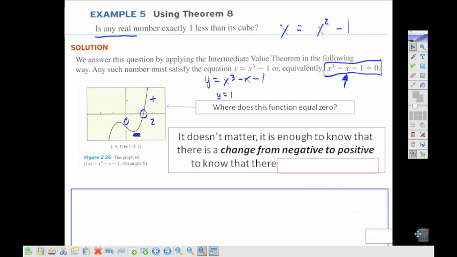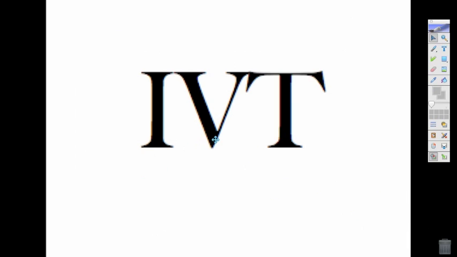It doesn't matter then where the 0 is. All I need to know is that I have a change from negative to positive. That guarantees that I pass through 0. IVT, intermediate value theorem.